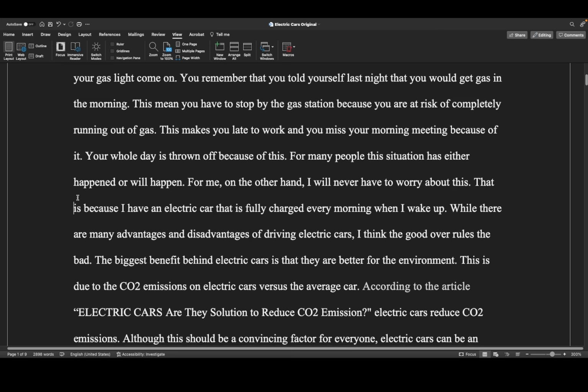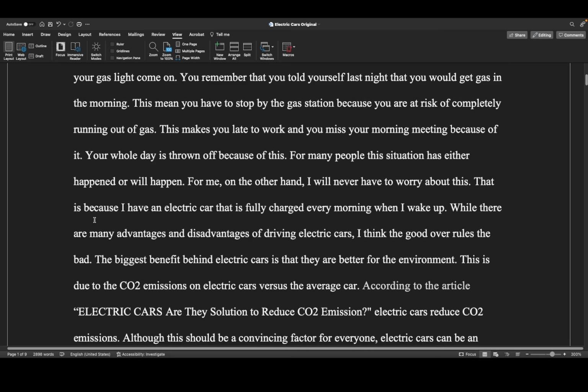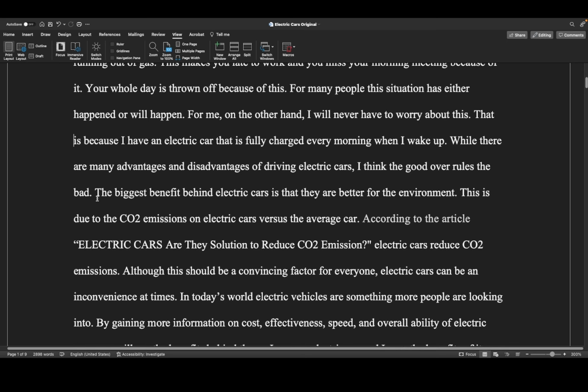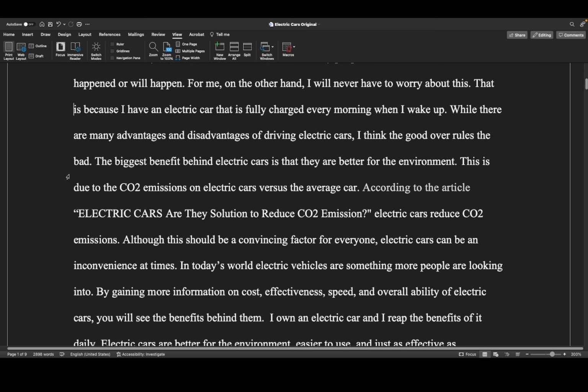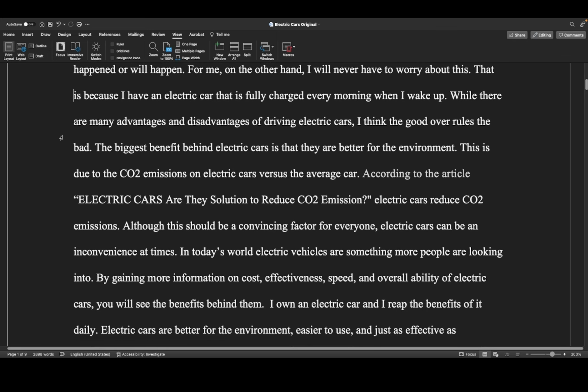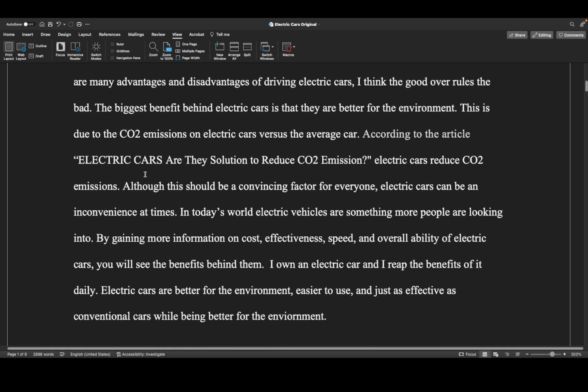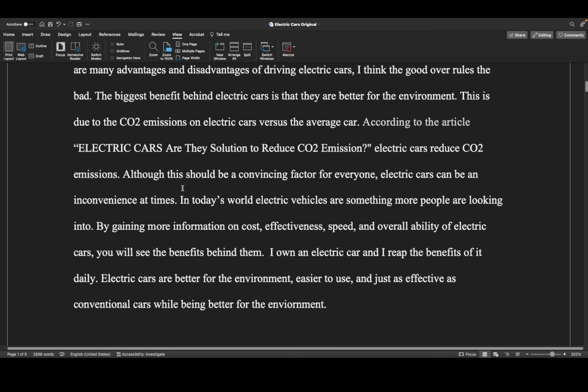While there are many advantages and disadvantages of driving electric cars, I think the good overrules the bad. The biggest benefit behind electric cars is that they are better for the environment. This is due to the CO2 emissions on electric cars versus the average car. According to the article, Electric Cars Are They Solution to Reduce CO2 Emission? Electric cars reduce CO2 emissions. Although this should be a convincing factor for everyone, electric cars can be an inconvenience at times. In today's world, electric vehicles are something more people are looking into. By gaining more information on cost, effectiveness, speed, and overall ability of electric cars, you will see the benefits behind them. I own an electric car and I reap the benefits of it daily. Electric cars are better for the environment, easier to use, and just as effective as conventional cars while being better for the environment.